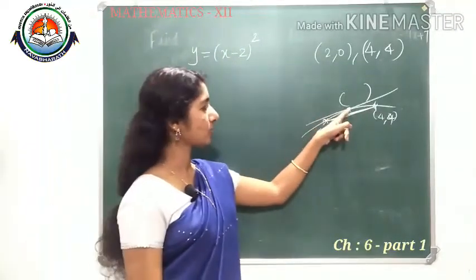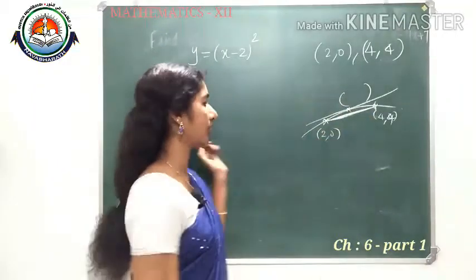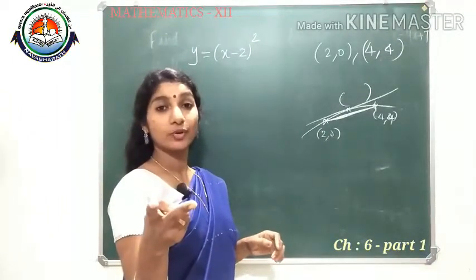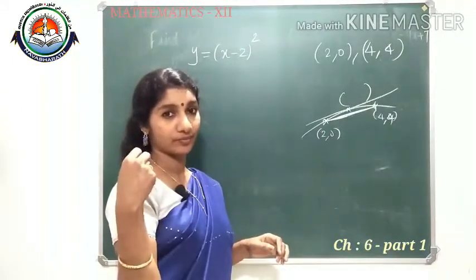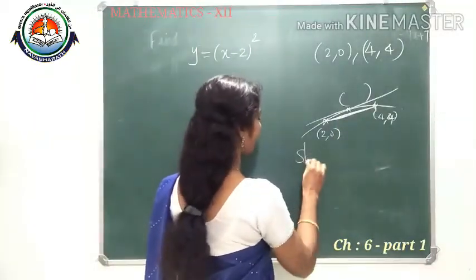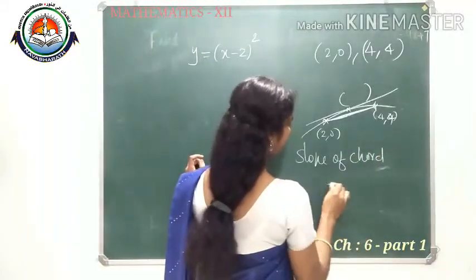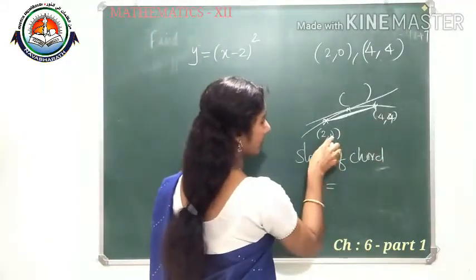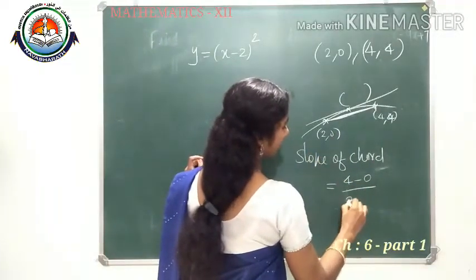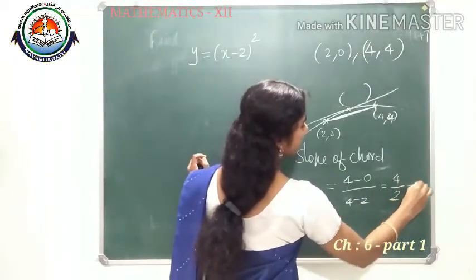So the tangent's slope and chord slope are equal, so we can find the slope of the chord. How can you find the slope of the chord? It is given two points. When two points are given, we can find the slope of that straight line. So the slope of the chord is equal to (y2 minus y1) by (x2 minus x1). So we get 4 minus 0 divided by 4 minus 2, that is 4 by 2, which is equal to 2.